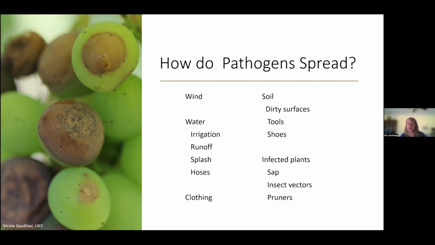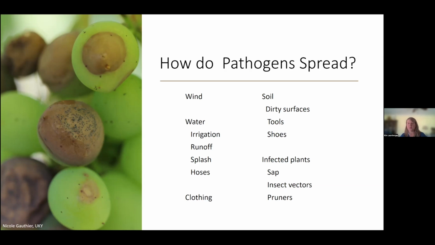They can be splashed around, from leaf to leaf. They can also be attached to hoses if you're dragging those around. They can be on our clothing. So if we first go into our orchard spaces or our fruit growing spaces and we work with diseased plants, those pathogens get on our clothes, and then as we move around, we could become the vector or the organism that's moving it around. Certainly, as we talked about, they can be on soil. Now, that might be just the soil itself, but it could also be on your shoes, and it can be on tools. And then finally, they can be in infected plants themselves.